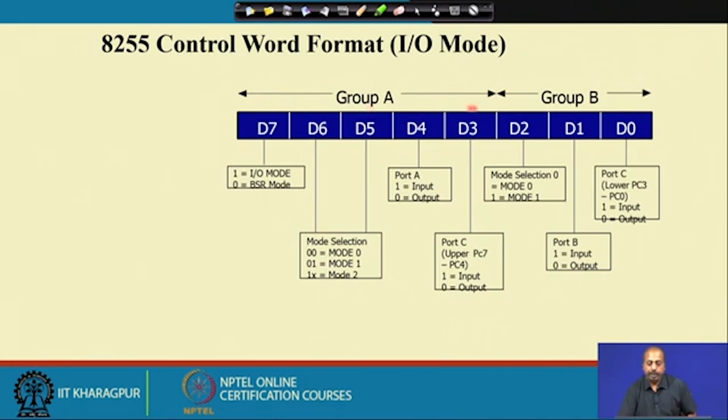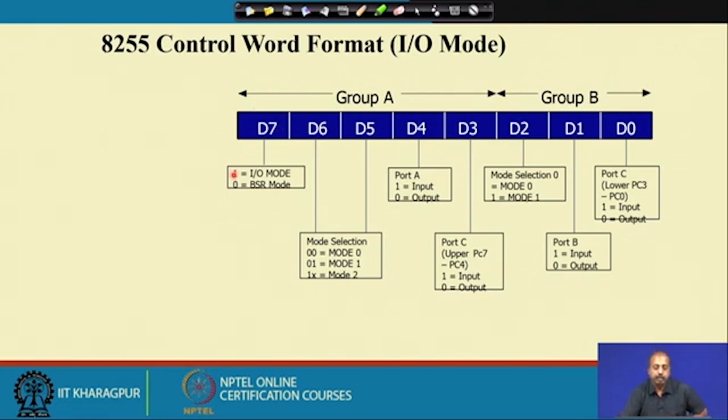So, group A and group B. In group A, we have got port A and port C upper bits. So, you see the port A and port C upper bits are controlled by this group A setting, and group B setting controls port B and port C's lower bits. And there is another bit in the group A register which is called bit D7.